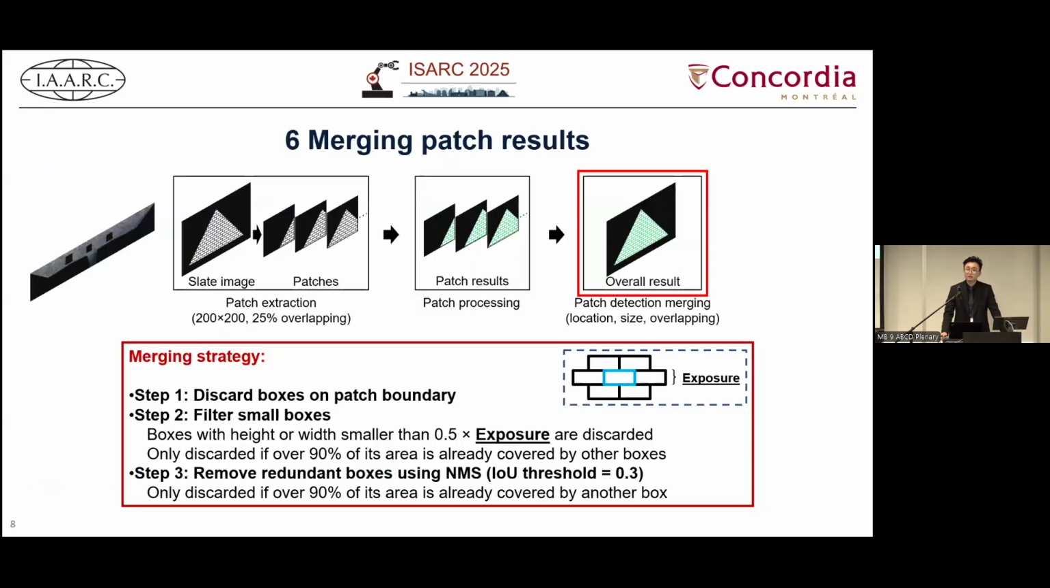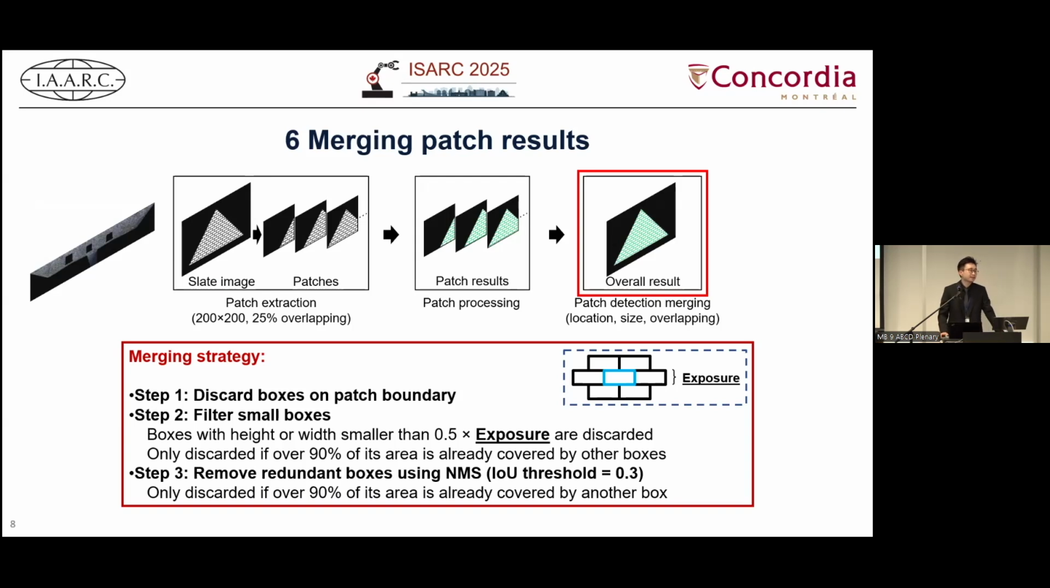So to process the orthophotos of panels of any size, we tile the orthophotos into overlapping patches of fixed size, and then we process each patch using the slate detection method I just presented, and then merge them back to the original panel orthophoto.